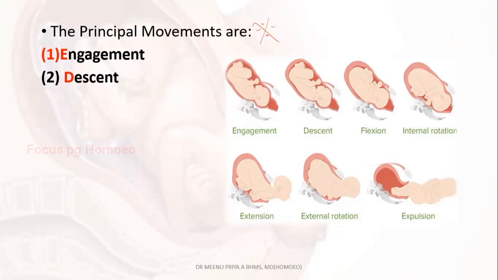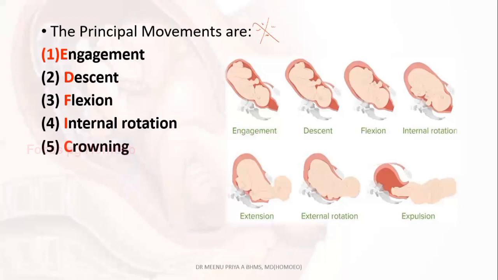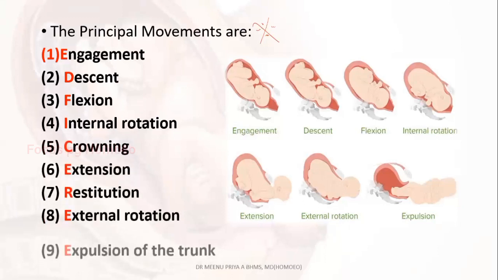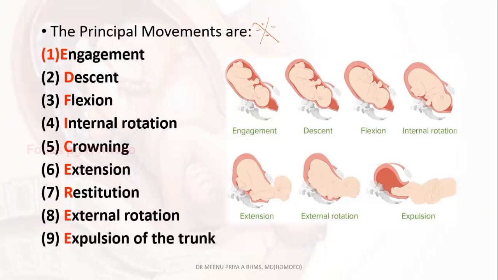No, descent happens till the fetus is expelled, and then there is flexion and internal rotation, crowning happens, extension happens, restitution happens, external rotation happens, and then expulsion of the trunk. So these are the 9 steps, and you have to remember these 9 steps in the proper order. If the order gets mixed up here and there, then you will lose marks, because it is a frequently asked question. There are a few guidebooks which give a few mnemonics for it, so I would suggest aspirants go through them.